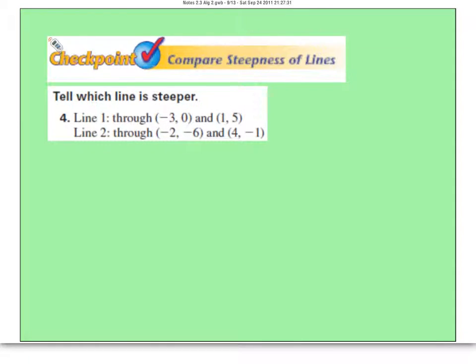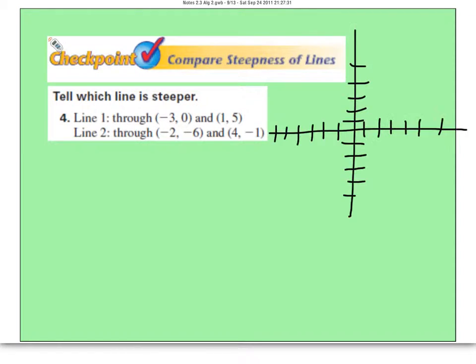Let's look at the last one here. Who's more steep, line 1 or line 2? And I am going to graph these just to see what they look like first. So I'm going to do line 1 in red: (-3, 0) and (1, 5). Line 2 is (-2, -6) and then (4, -1). Again, this is going to be a tough one for me to tell, even visually, but it's just going to give me the gut feel.